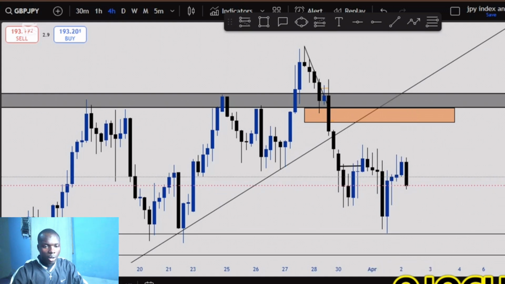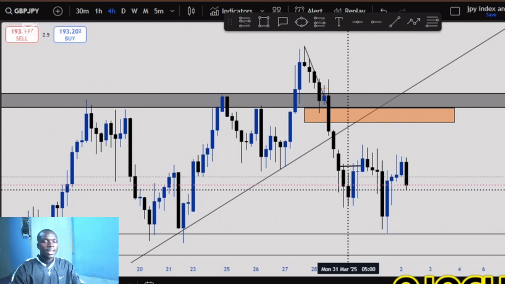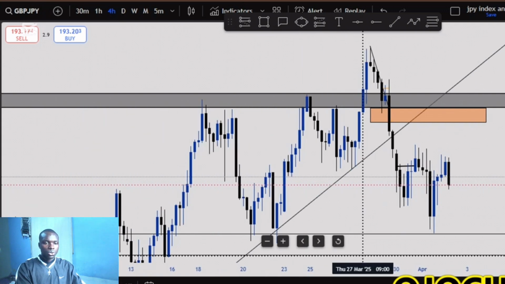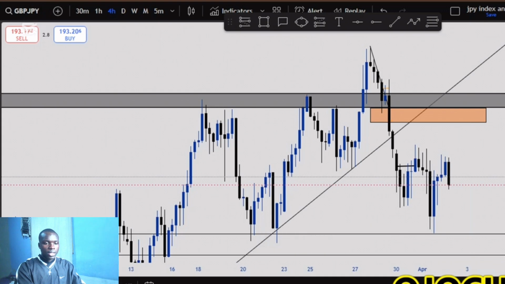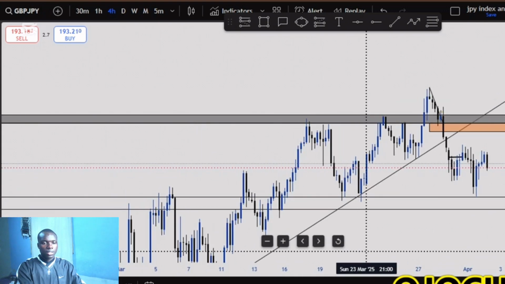You can see this push on the Japanese yen index to the upside, and on the GBPJPY you can see there is a push down to the downside. So this is how it works. They work inverse of themselves.